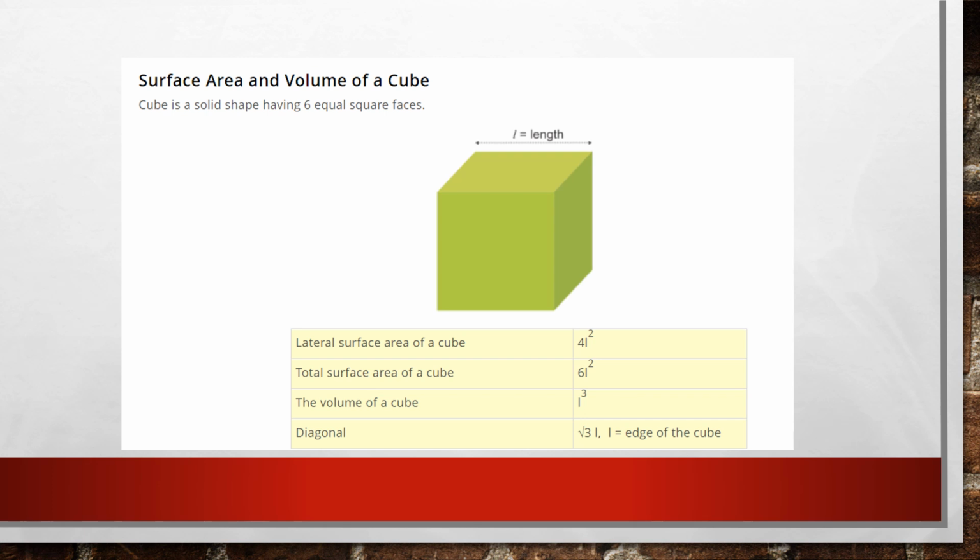Volume is L into L into L, so it will be L cube. And if we have to find the diagonal, it is root 3 L. Okay, so these are all the formulas related to the cube.